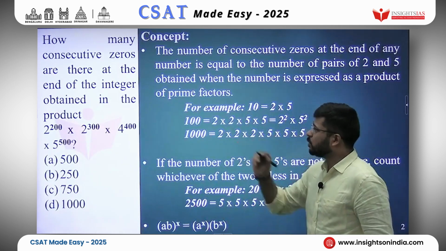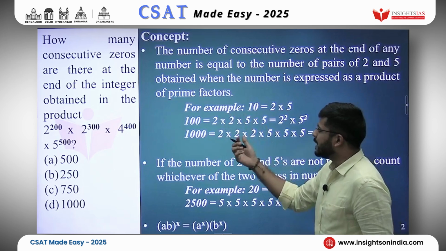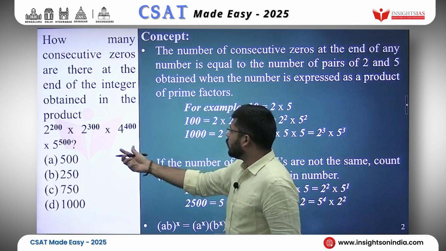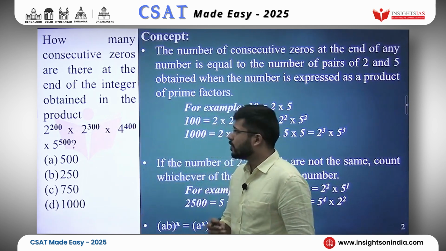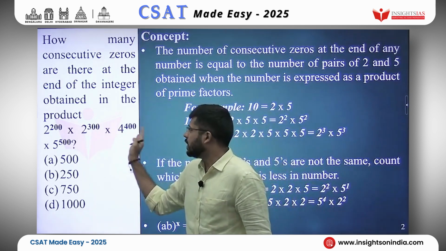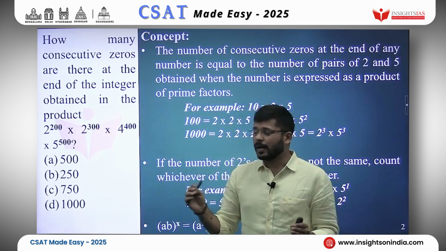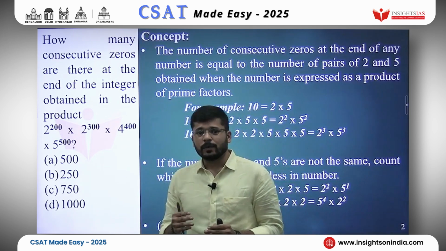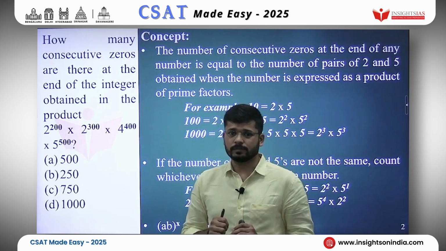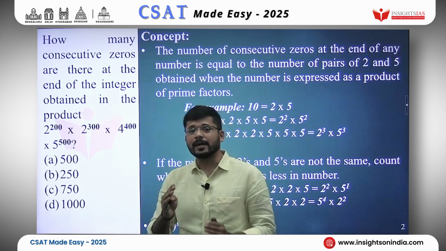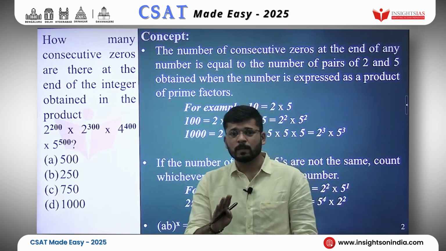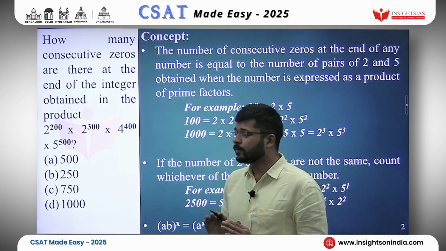How many consecutive zeros are there at the end of the integer obtained in the product 2 raised to 200, 2 raised to 300, 4 raised to 400 and 5 raised to 500? Now, this would be a very large number, right? I think even our computers would not be able to calculate this product. Then how do we calculate the number of zeros that are there at the end of this product? This is a very easy concept actually.